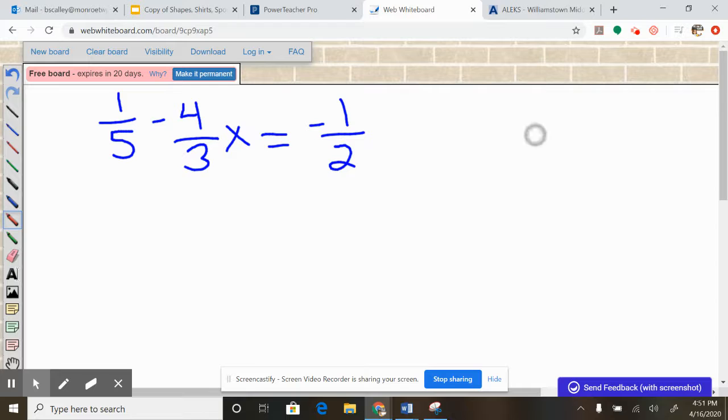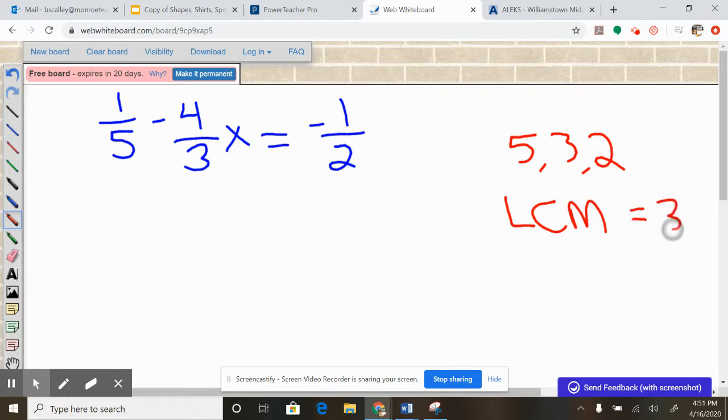Now, 5, 3, and 2, I have to try to find the least common multiple or the least common denominator for those three numbers, the smallest number that all three of those would go into. So for 5, 3, and 2, if you think about it, that LCM is 30. That is the smallest number that all three numbers go into. Now what I can do is I can multiply both sides of this equation by 30.